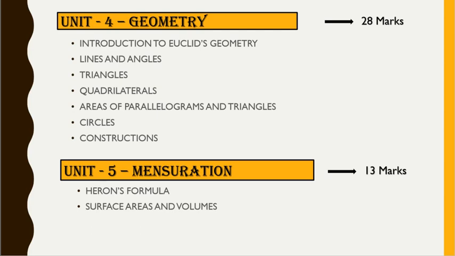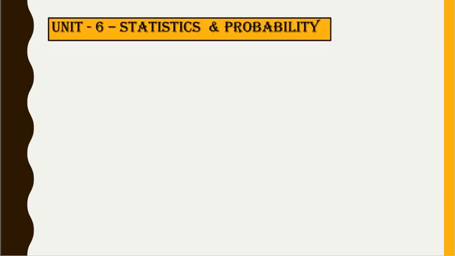Then moving on to the last unit called statistics and probability. You have got chapter number 14. This statistics and probability carries 10 marks, children, and here you have 14th chapter statistics and 15th chapter probability that you will be learning under this unit number 6, statistics and probability.